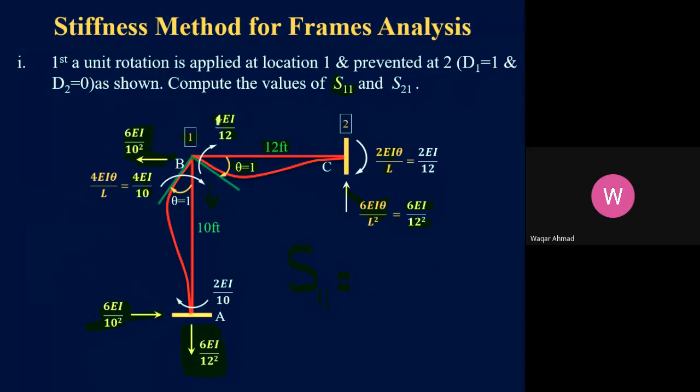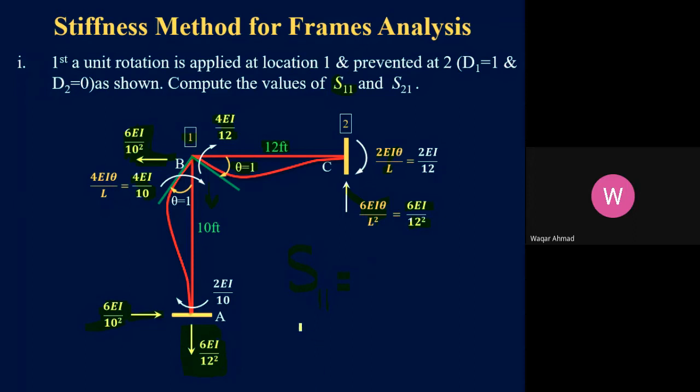The first moment is this 4EI over 12, and the second moment is this 4EI over 10. So as both are clockwise, both of them will be added, and the value will be 4EI over 12 plus 4EI over 10. This will be the value of S11. We will see this on the next slide.